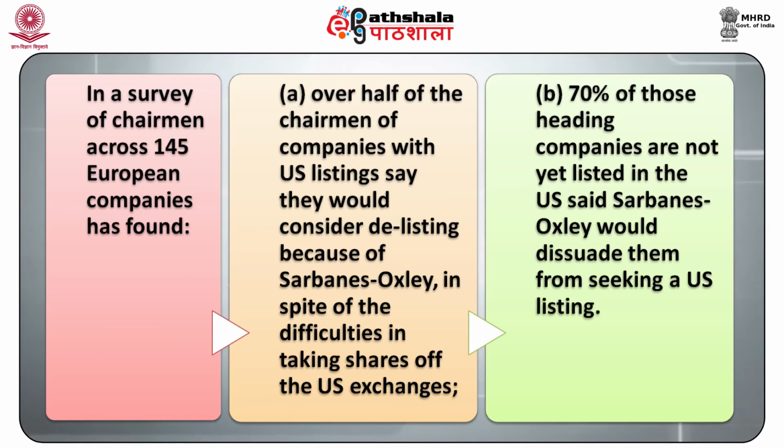B: 70% of those heading companies not yet listed in the US said Sarbanes-Oxley would dissuade them from seeking a US listing. With the comparatively tighter regulation in the US, numerous large companies are understood to be assessing other capital markets that accept IFRS. While such circumstances offer an opportunity for IFRS to flourish, it will still be inappropriate to stay limited to that outlook. This is because IFRS stands a fair chance on its own, with its acceptance by the EU, and also given the fact that many countries have conventionally followed IFRS or IFRS-inspired national accounting standards.